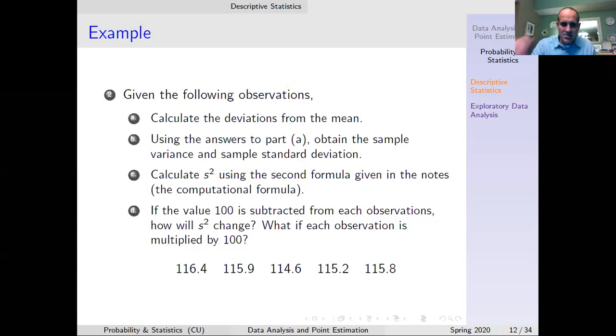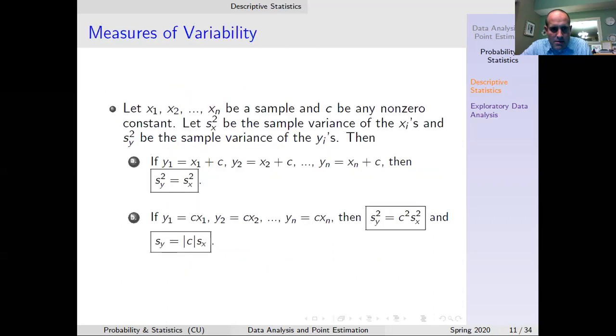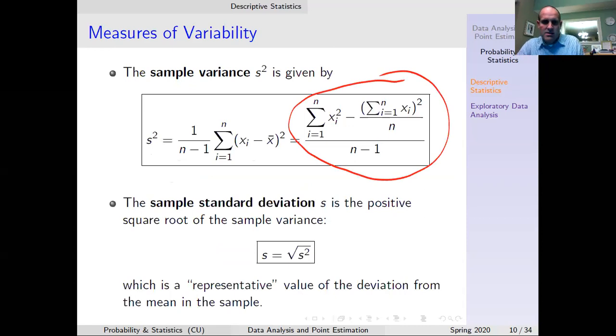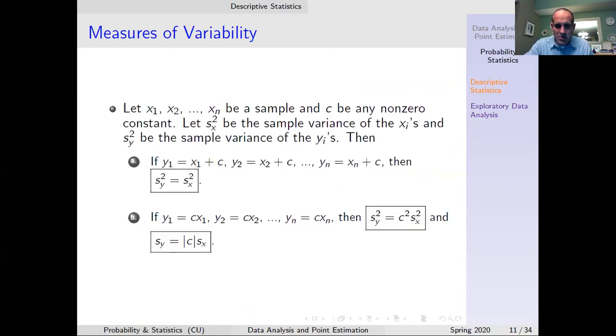And this part right here, part C, says use the second formula given in the notes. That's this one right here. That formula actually avoids, I mean, I can use that formula without actually computing X bar. Isn't that kind of interesting? I basically avoid computing X bar when I do that. I don't know if I'm going to do that part of the problem, but I'll do the other things.